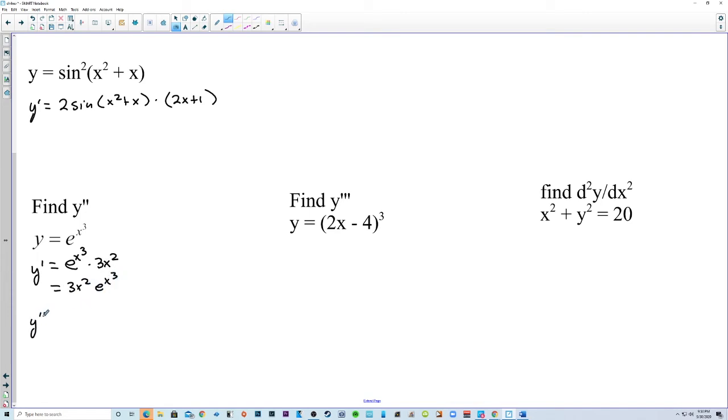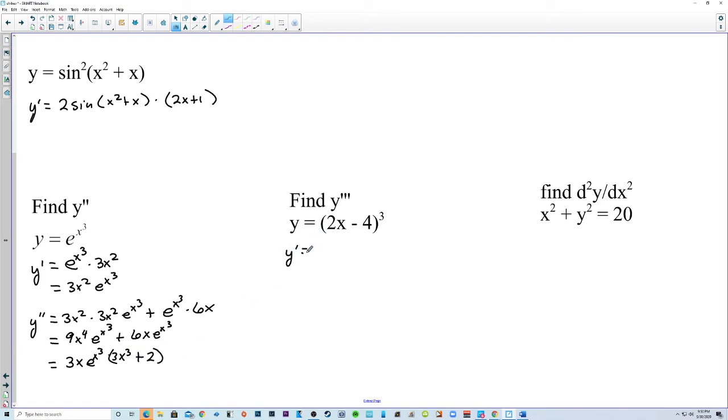And then the second derivative is first times the derivative of the second, plus the second times the derivative of the first. Well, that's 9x to the fourth e to the x to the third plus 6x e to the x to the third. We're going to factor out a 3x e to the x to the third. So we get x to 3x to the third plus 2.